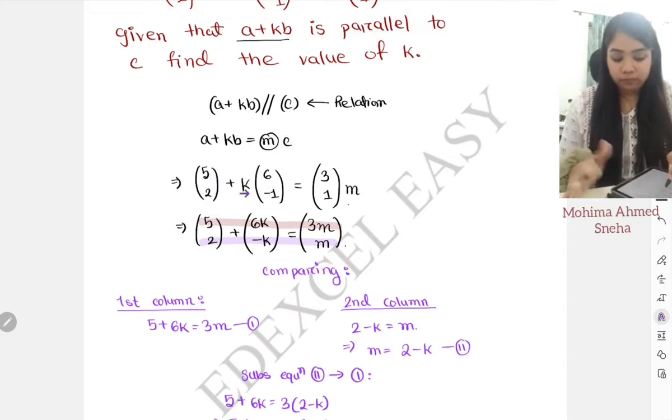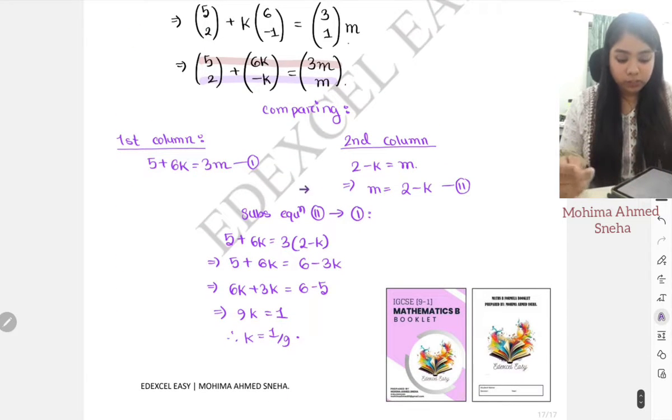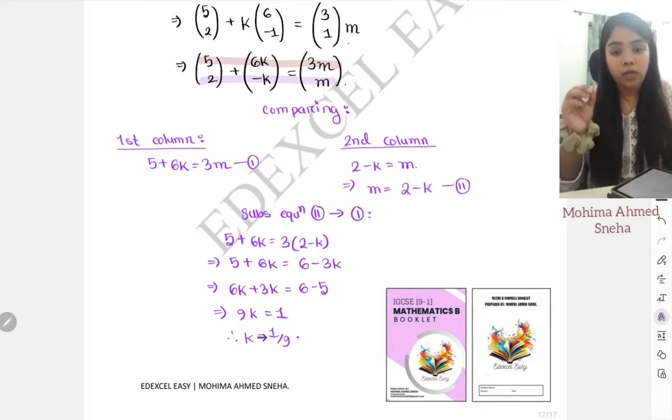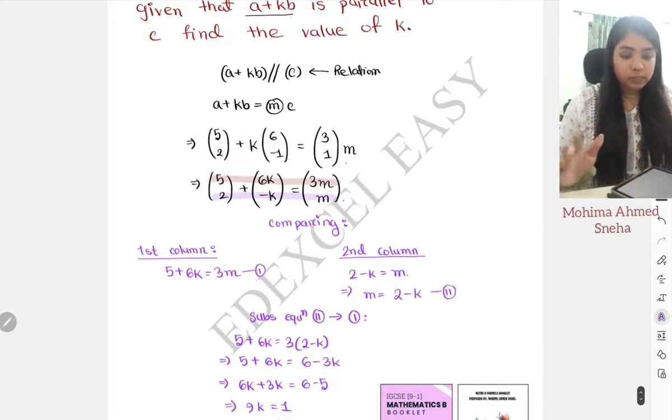And then again, you just solve the equation like normal basic vectors and compare the first column with the second column. Separately compare the first column and the second column, and eventually you end up with two different equations. You do the substitution method for this part and finally find the unknown alphabet that you're trying to find out. Yeah, that's it then for parallel vector. We'll be moving on to equal vectors.